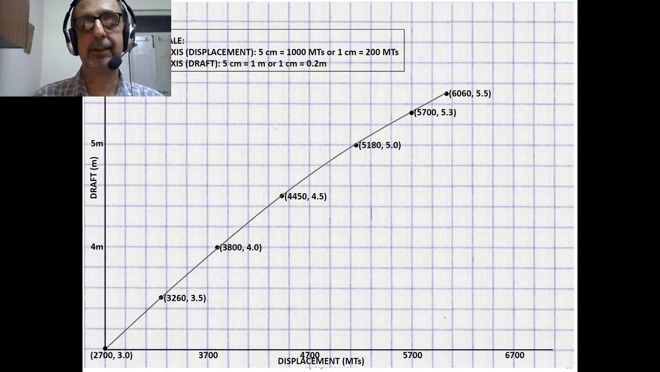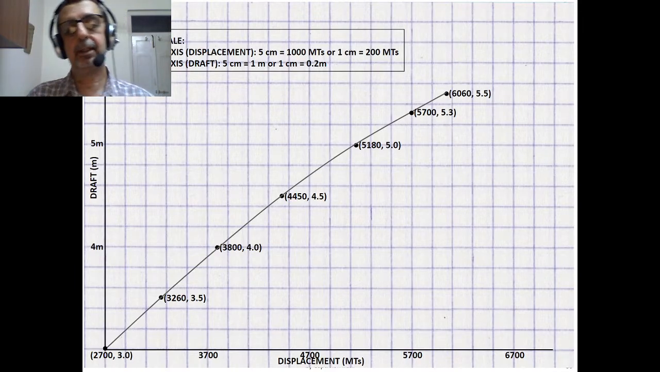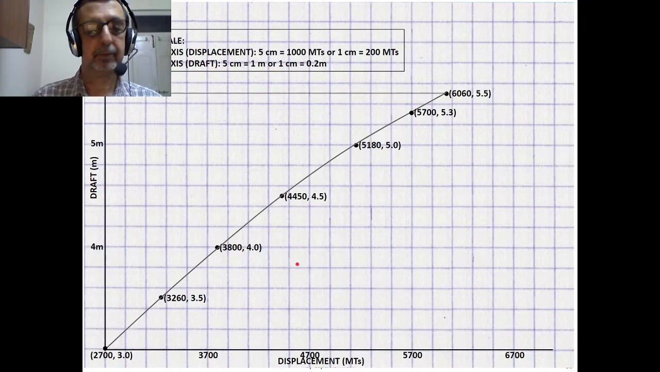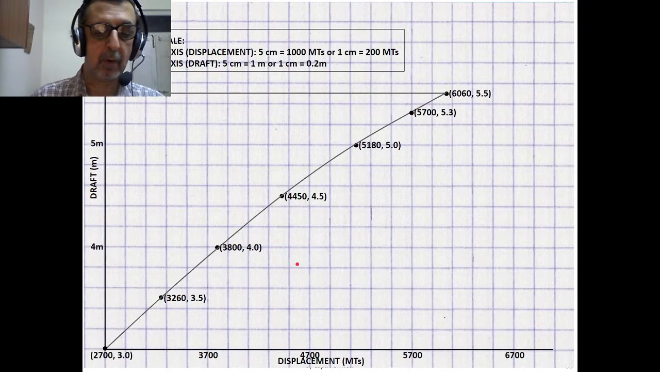Remember one thing, this is not a linear curve. A linear curve would exist if it was a box-shaped vessel, but since it is a ship, it is going to have a curvature. Now, what is required of us is part B.